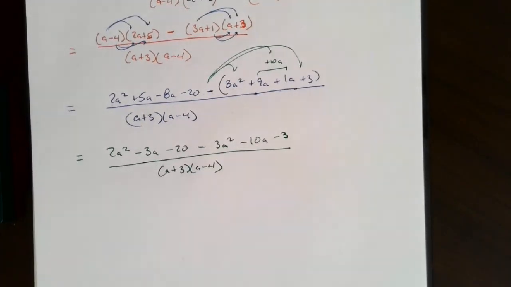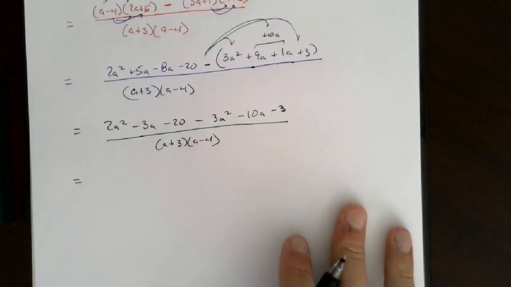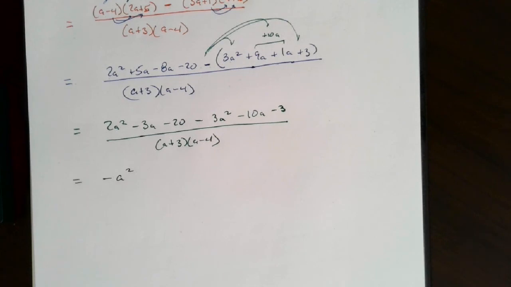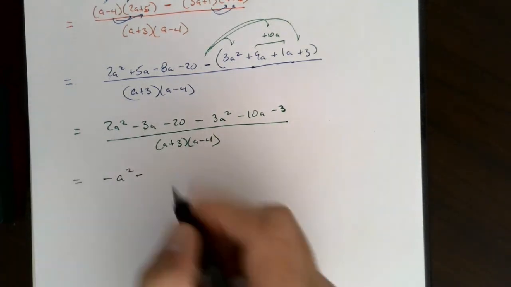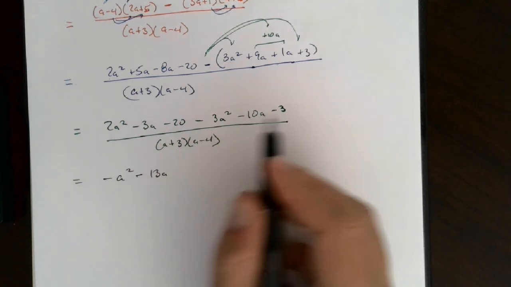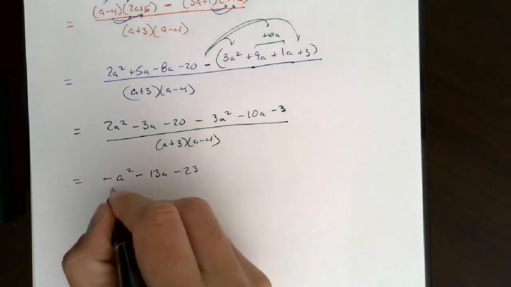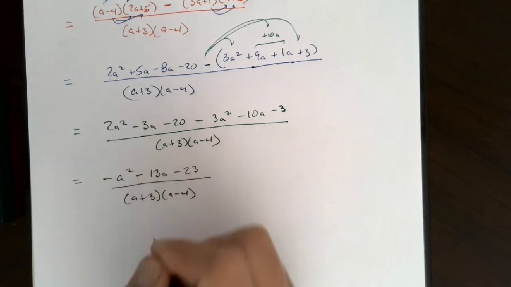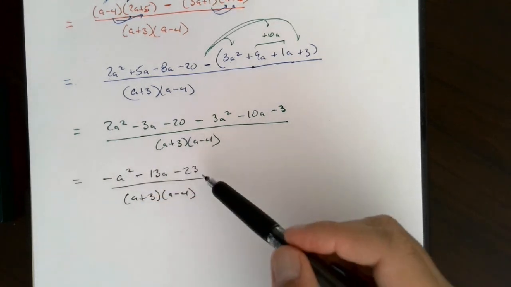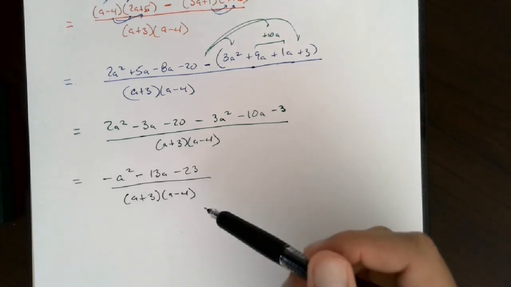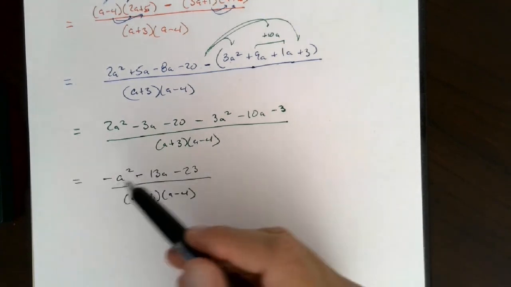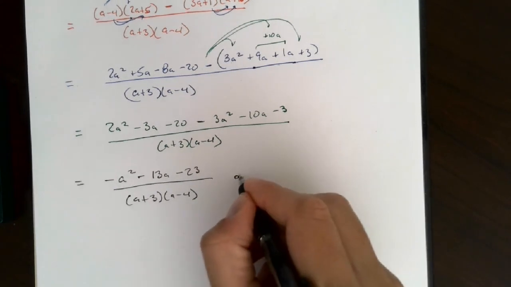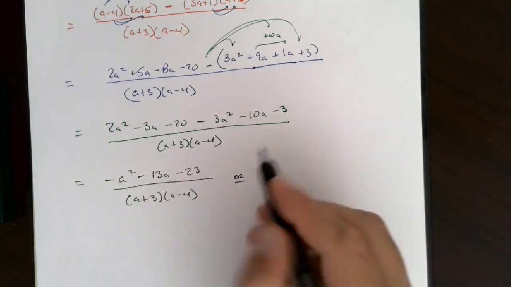And now we'll combine like terms. 2a squared minus 3a squared is a negative a squared. Negative 3a minus 10a is a negative 13a. Negative 20 minus 3 is a negative 23. This is all over a plus 3 times a minus 4. And then, you have to determine if this factors, you might be able to simplify. Taking a look at this though, you're not going to have an easy time factoring it, and I'll show you why.